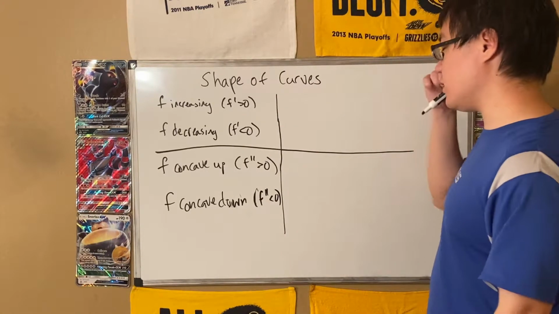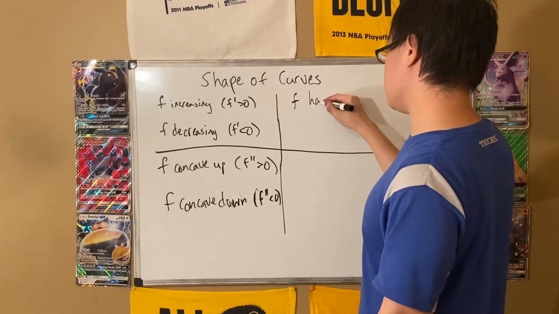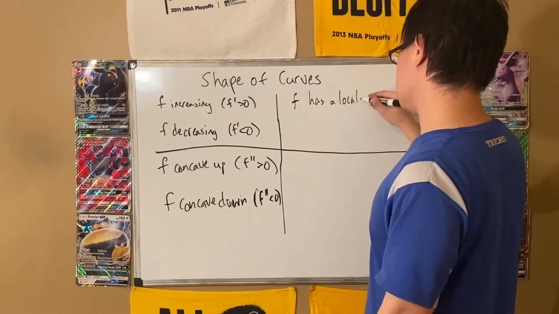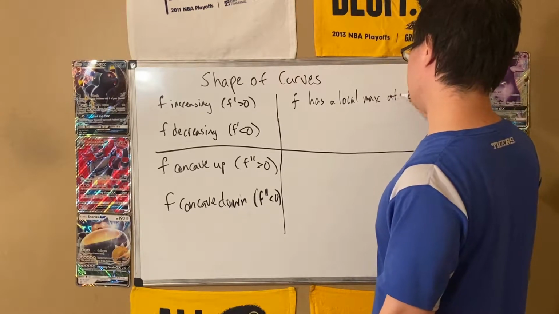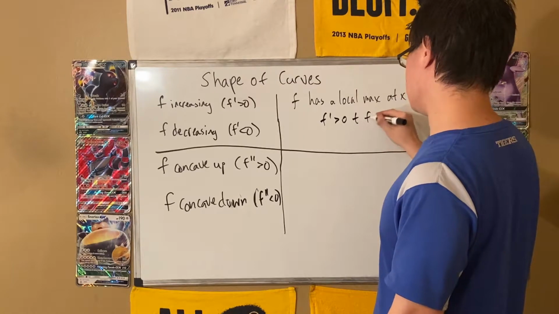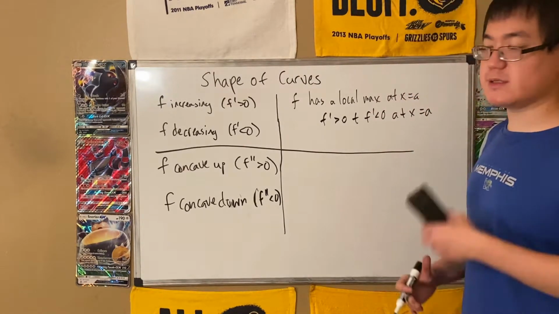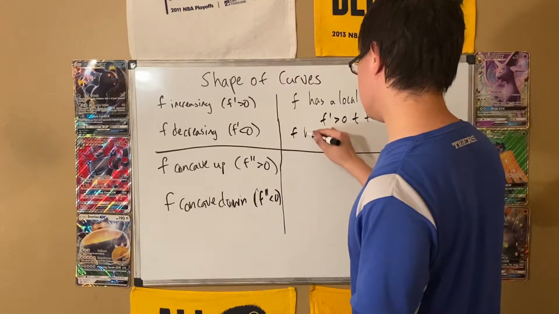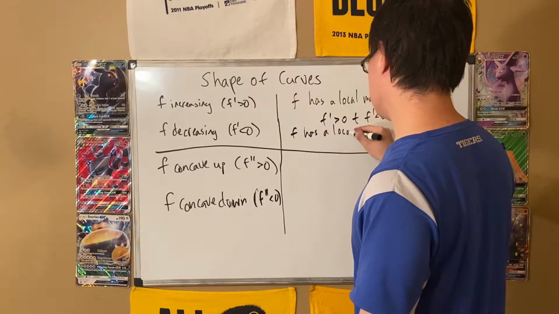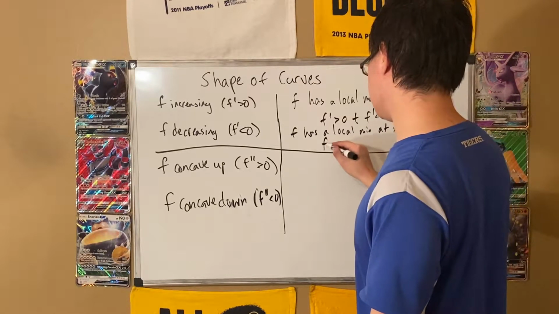Then another very common question is, of course, f has a local max. So f has a local max at a point, for example, A. That's where f prime goes from positive to negative at x is equal to A. F has a local min is the reverse. F has a local min at x is equal to A. That's when f prime goes from negative to positive.